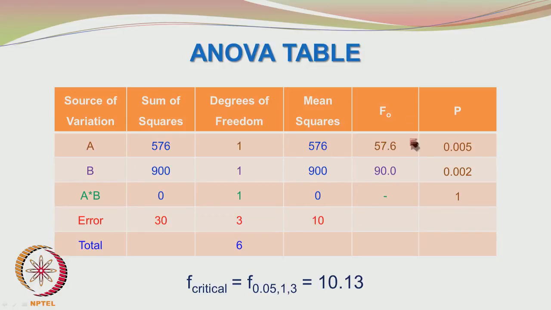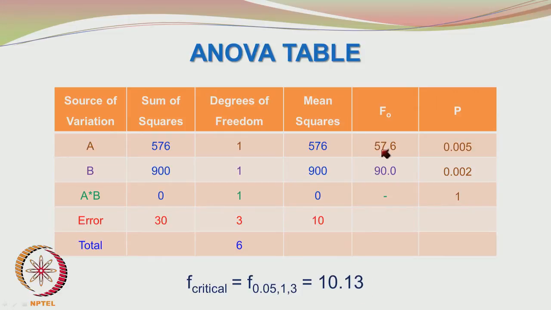And so you have the F naught value as 576 divided by 10. For AB, it is actually 0. So the p value comes out to be 1 for AB. And so that tells us you can comprehensively reject the coefficient associated with the interaction between A and B. But you can see that both factors A and B are highly significant because their p values are very small. The critical F value is given by F 0.05, 1, 3, and that turns out to be 10.13.